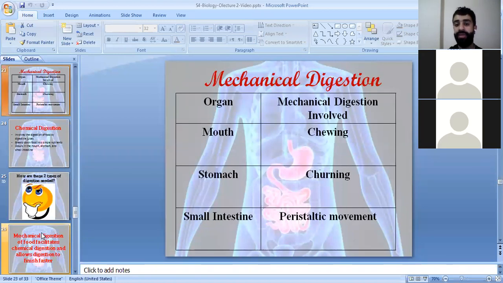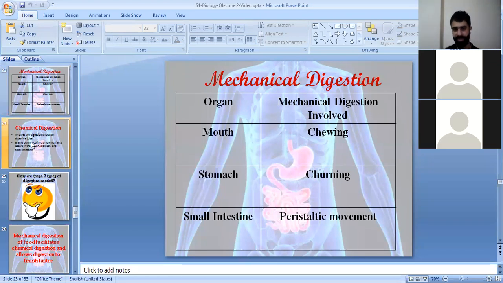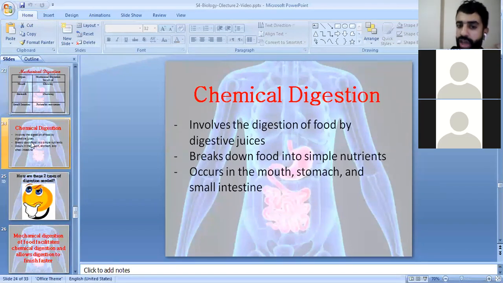For mechanical digestion, in the mouth you have something called chewing. In the stomach, you have something called churning. In the small intestine, we have something called peristaltic movement. Chemical digestion involves the digestion of food by digestive juices. It breaks down food into simple nutrients. It occurs in the mouth, the stomach, and the small intestine.